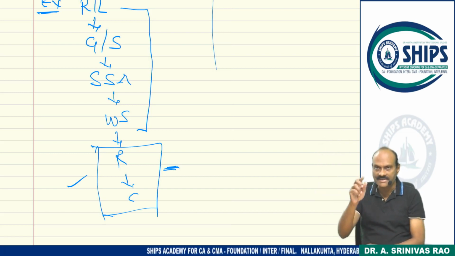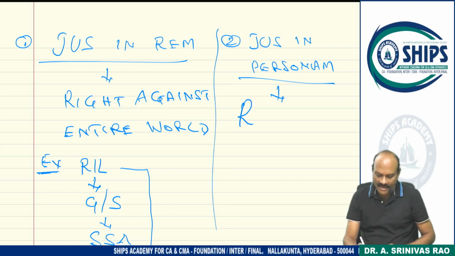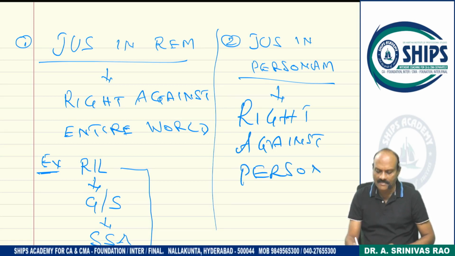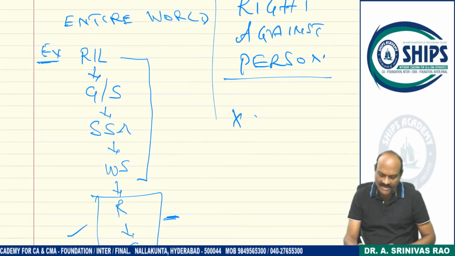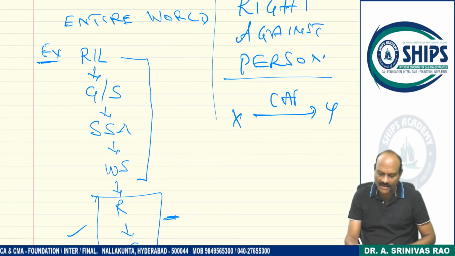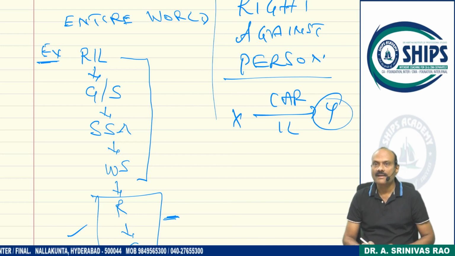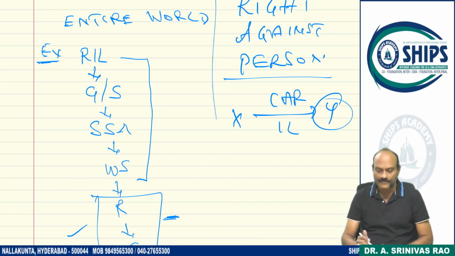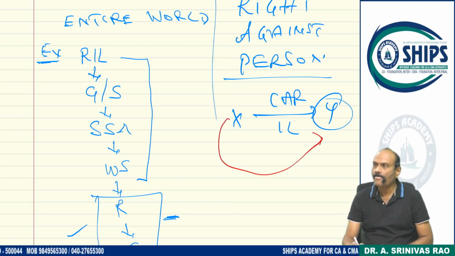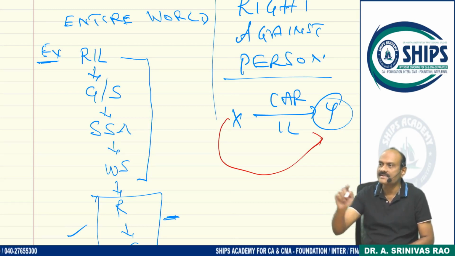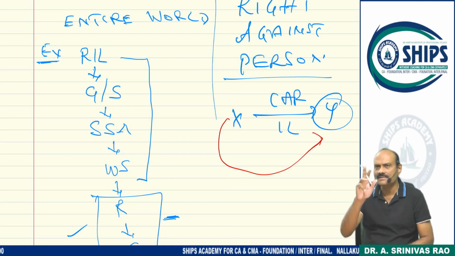The other one is jus in personam. What does that mean? A right against a person. X agrees with Y: I will sell my car for 1 lakh. Later, Y failed to pay the money. Now X wants to file a case. He can file a case against whom? Only Y. Can he file a case against his wife and son or his parents, anyone? No, because I dealt with Y.